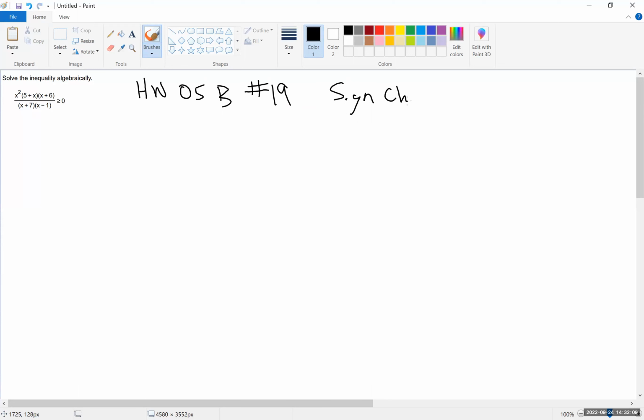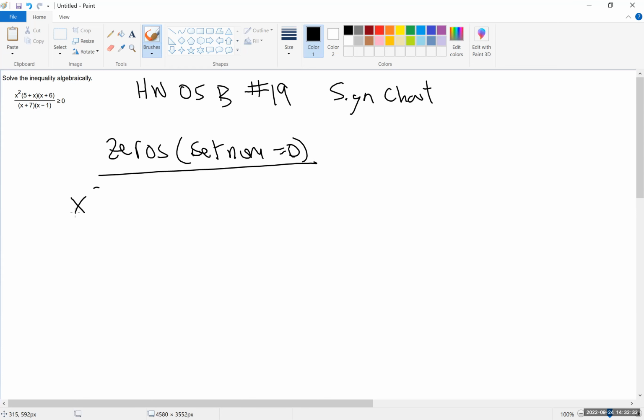Sign chart. All right, so in order to do a sign chart, this is a rational inequality. We need to find the zeros. How do we find zeros? We set the numerator equal to 0. Okay, so that's our first step. To find the zeros, we set the numerator equal to 0.